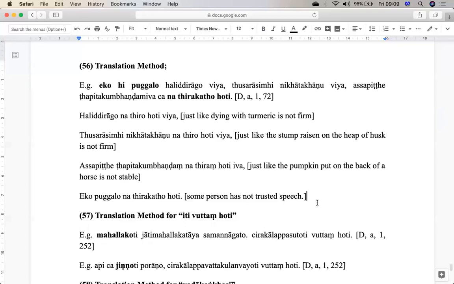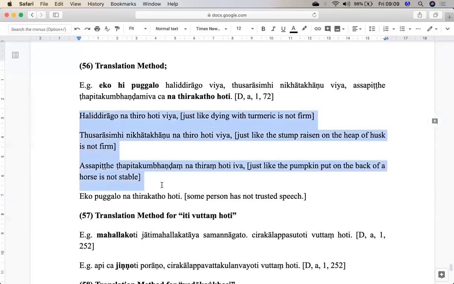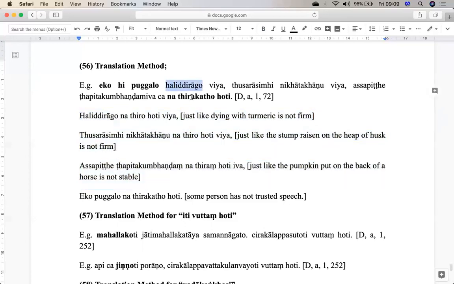But here the point is, in some cases, to thoroughly understand the Pāḷi construction. Analyzing in this way, we can understand it. So haledi rago is also related to the tiro hoti, and the tuzarasemi nikada kanu is also related to tiro hoti, and so on. Yes, as you understand is also okay, in translation. Exactly. Okay, all right, thank you, sir.